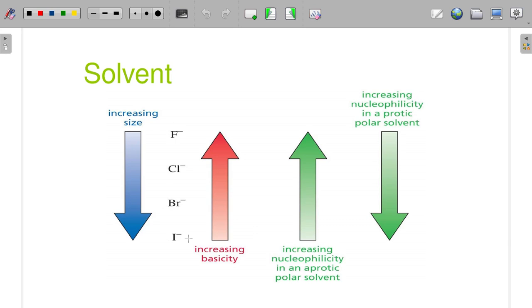As the size goes up, they actually decrease their basicity, but that does the exact opposite thing with regard to our nucleophilic properties, based on whether or not our solvent is capable of hydrogen bonding. Isn't that interesting? We actually can affect the rate of a reaction by choosing a solvent that's aprotic or protic, one that's capable of making hydrogen bonds or one that's not.